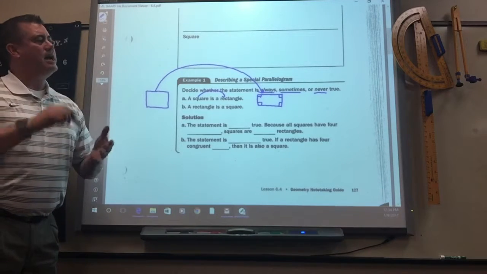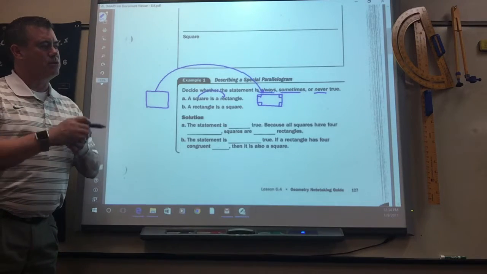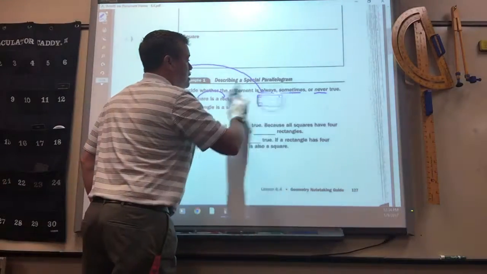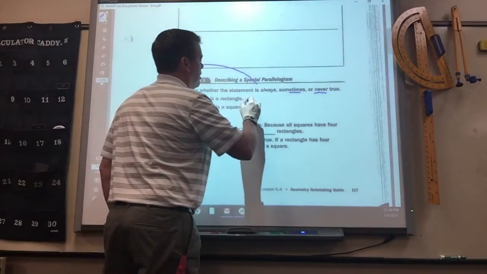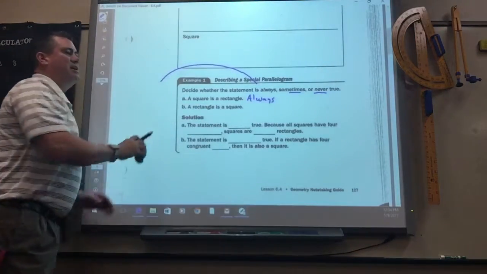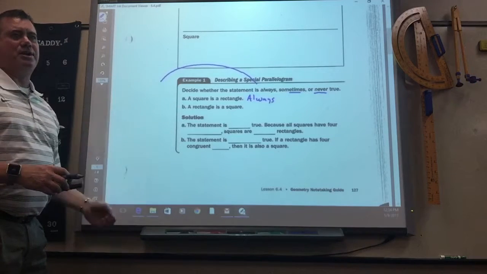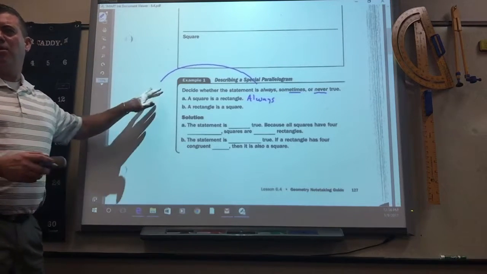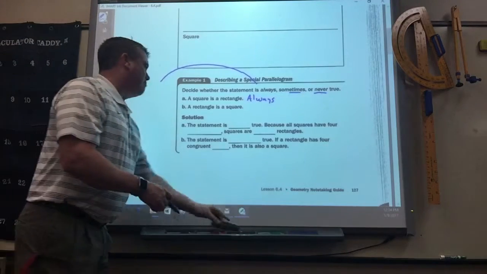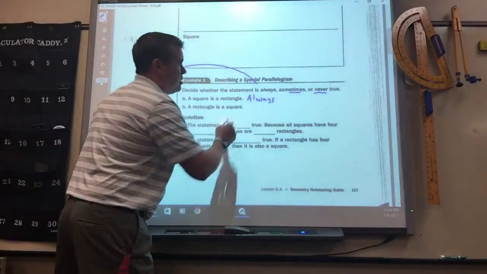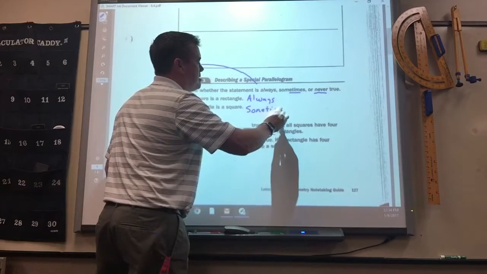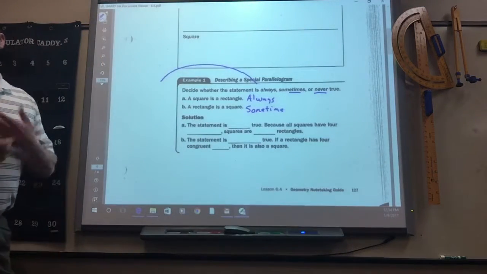Okay, so the square has all four sides equal. The diagonals are perpendicular. They're all cut into equal pieces. So a square, you could always call it a rectangle. Because if you have a picture of a square and then you listed out all the stuff that a rectangle needs, it would all be in that square. Does that make sense? If they did this backwards, is a rectangle a square? Sometimes. And the only time it would be is if all four sides were the same. So you would just call it a square.